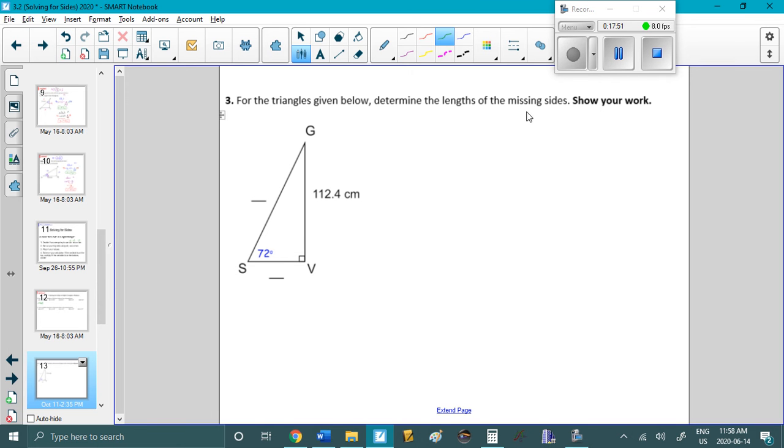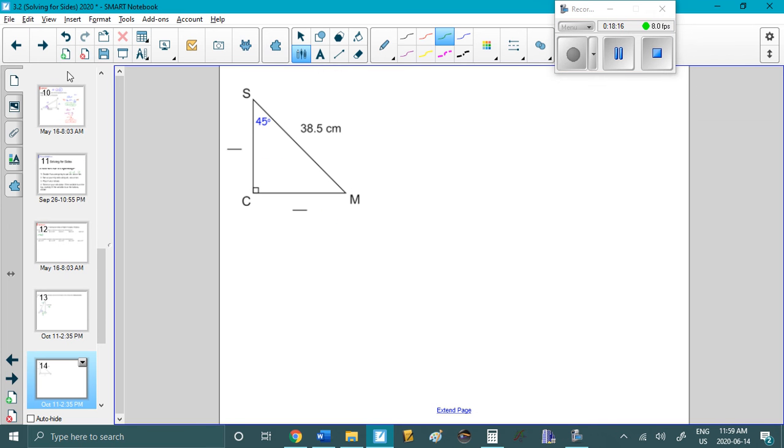All right, and then here you're going to determine the lengths of the missing sides, and you're going to show your work. Again, do this on scrap paper. If you have a printer, print out the handout, even better. But you're going to start by calling this little v, and this is going to be side little g, and you would just go from there. All right, you'd find your reference angle. This would be the opposite. This would be the hypotenuse, and this would be the adjacent. And then you'd go from there.